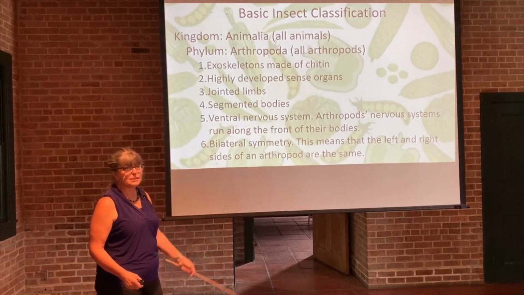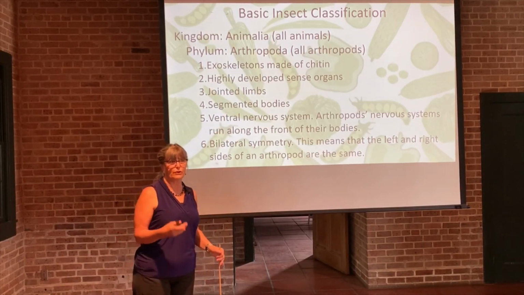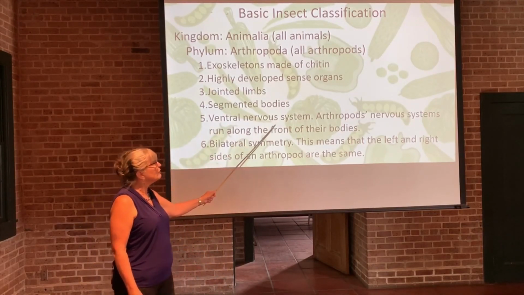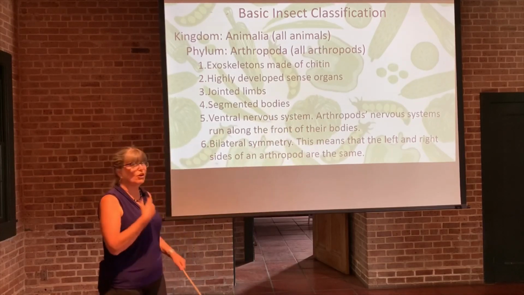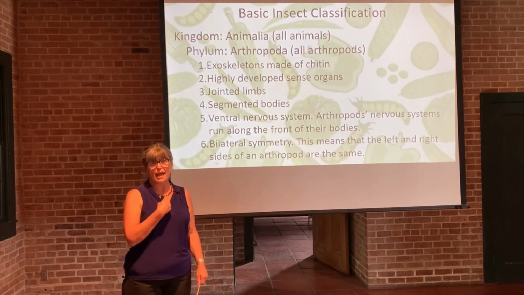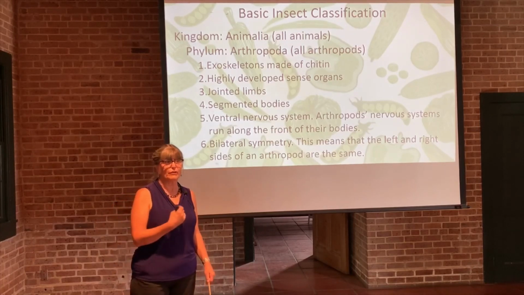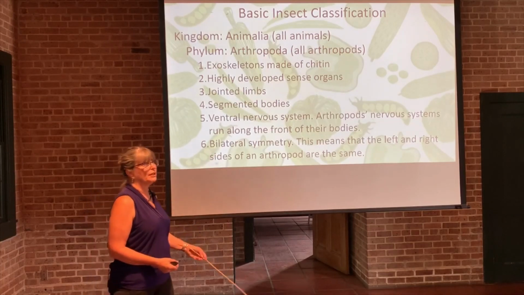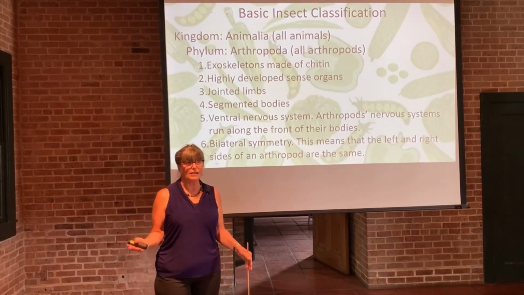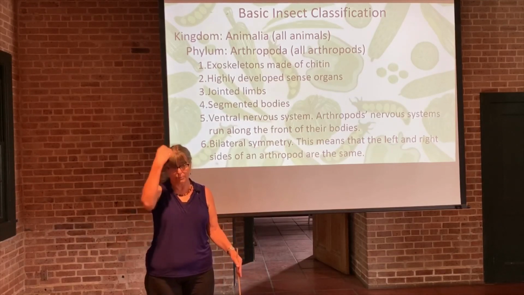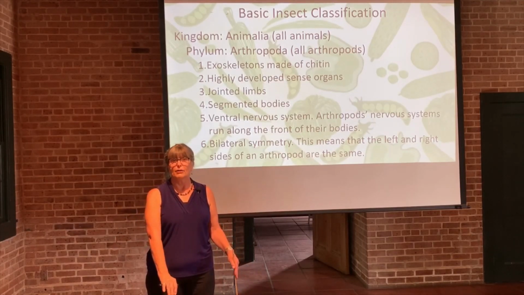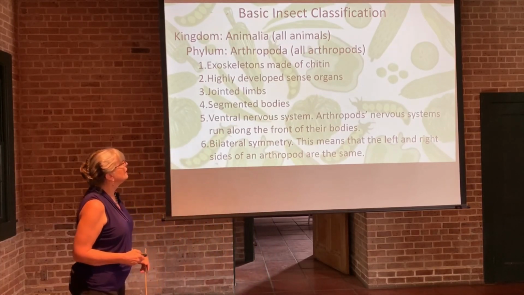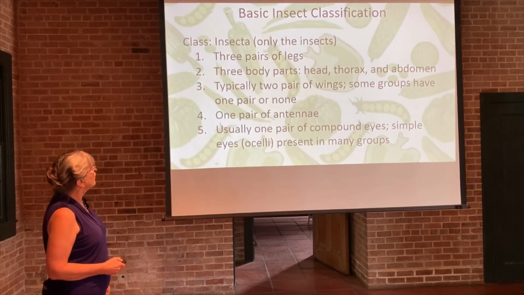They have segmented bodies. If you remember back from grade school, head, thorax, abdomen is the most common. And then they have a ventral nervous system, which means the nervous system runs along the front of their bodies. In mammals, it runs along the backbone, so it's very different. In insects, it runs along the belly side. Bilateral symmetry means that there's a left side and a right side that are almost mirror images. For instance, a person can draw one line down the body and you have similar sides. So those are the characteristics and the classification of Arthropoda.